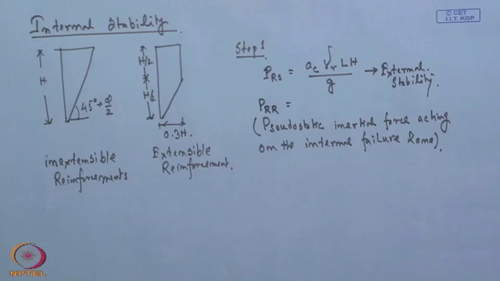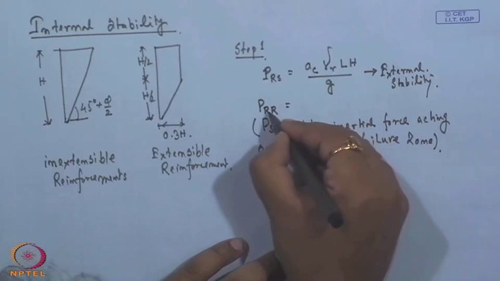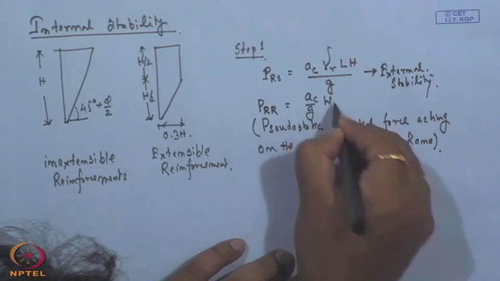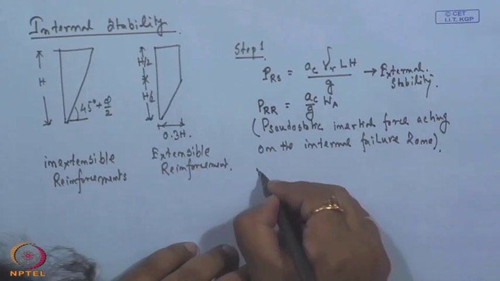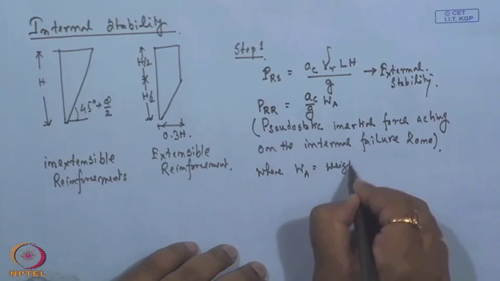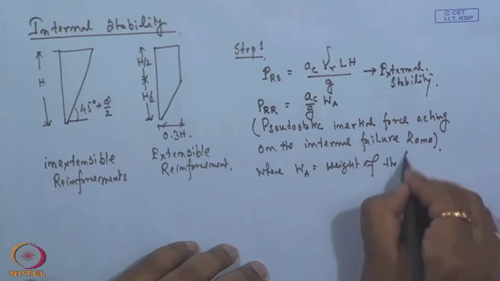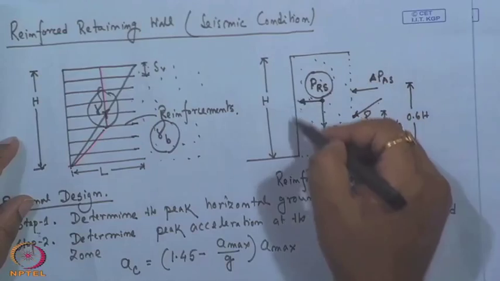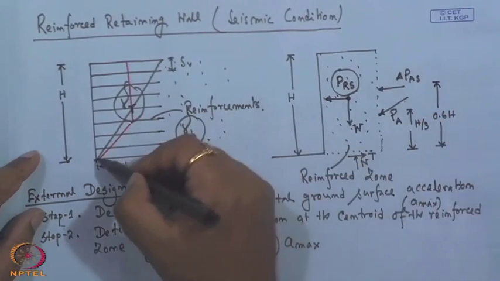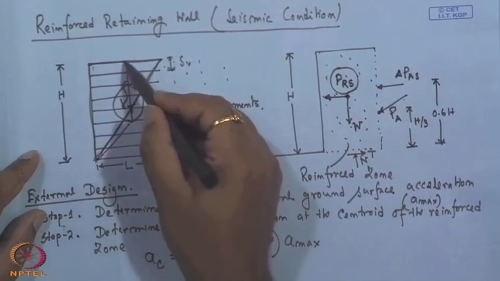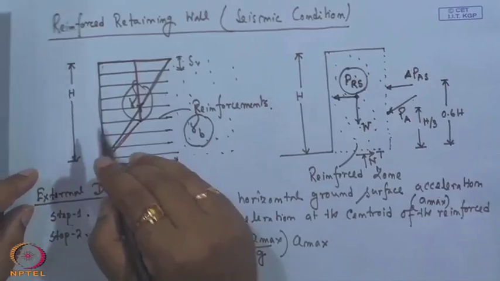Now, for the internal check, this P_RR will be A_c divided by g into W_A, where W_A is the weight of the failure mass. So, for external stability we consider the total weight of this zone, but in the internal stability check we consider only the weight of this failure mass, for two different reinforcement conditions. This is the only difference.